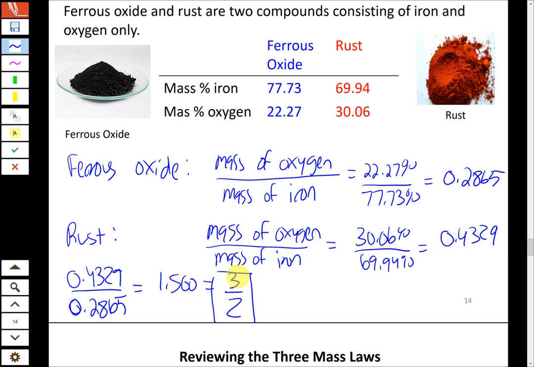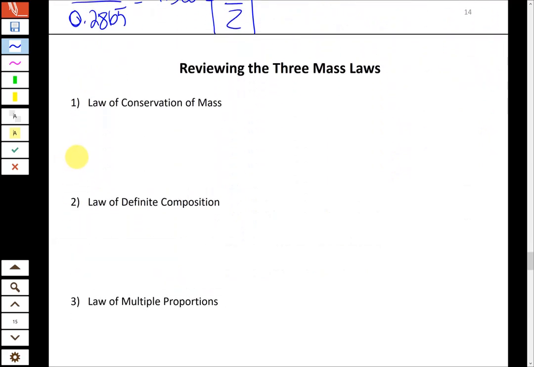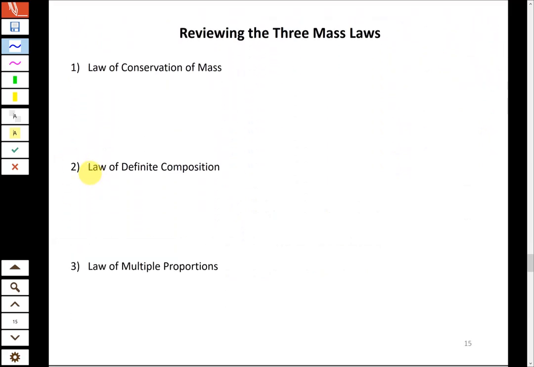So that's just a demonstration of the law of multiple proportions. You're not going to be doing too many numerical things with that on your own, but you need to recognize and understand the concept behind it and be able to recognize the situation, which is always going to involve two different compounds, same elements. All right, so those are the three mass laws. Let's quickly review them and give some nice snappy definitions of them.